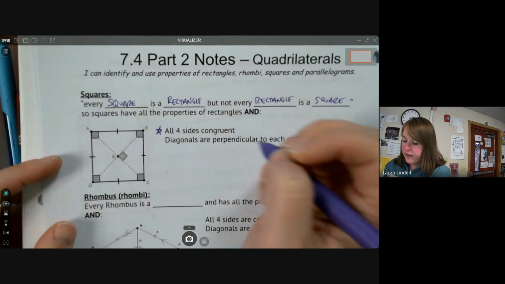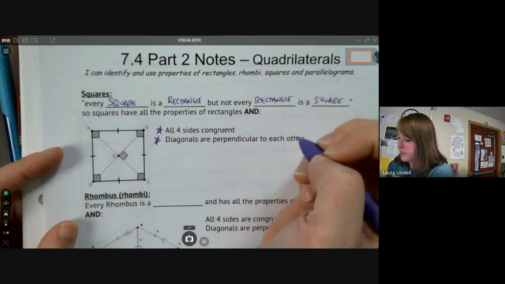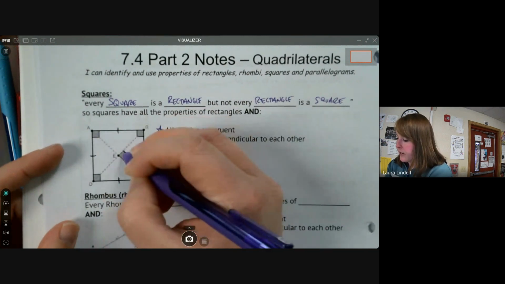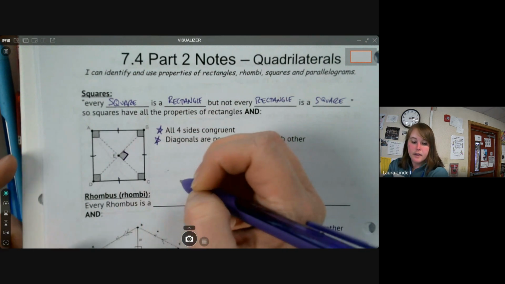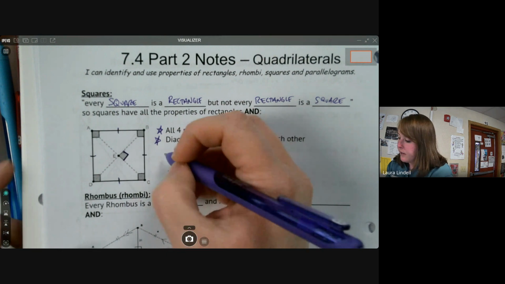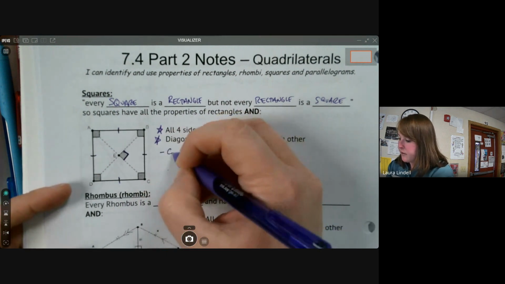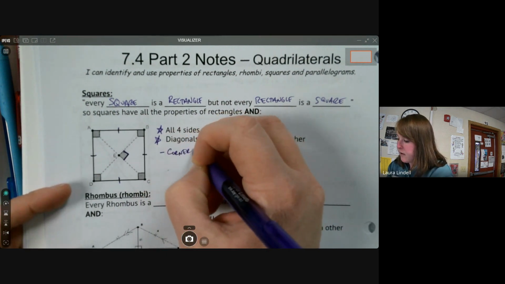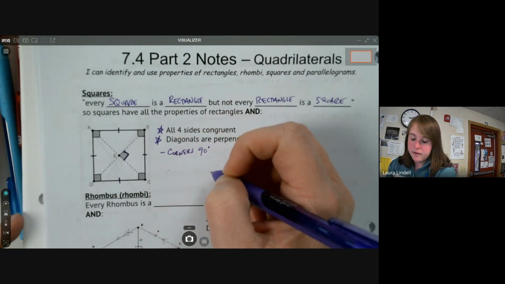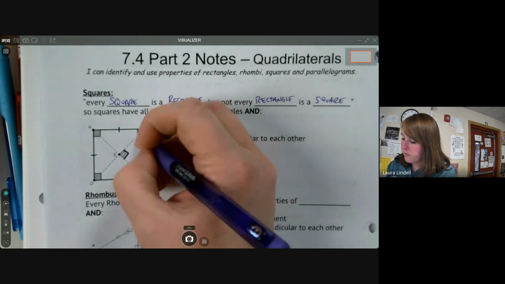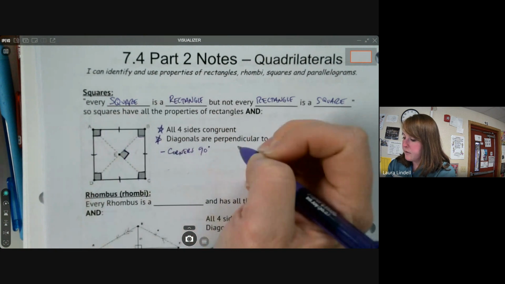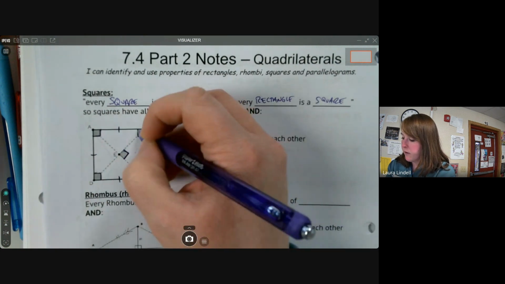We also have that the diagonals are perpendicular to each other, meaning that where these diagonal lines cross, we get a 90-degree angle. And then we have the properties of rectangles. Some important ones that we may want to remember is that the corners are 90 degrees. Or the vertices, if we want to use the math word. The vertices are 90 degrees. So all four of these are 90-degree angles. All four angles, 90 degrees.